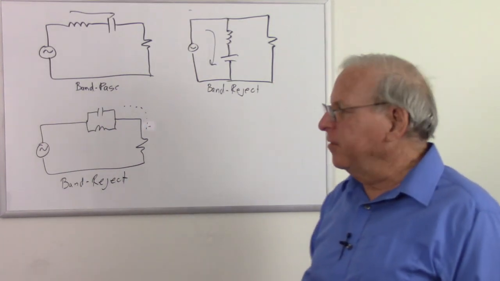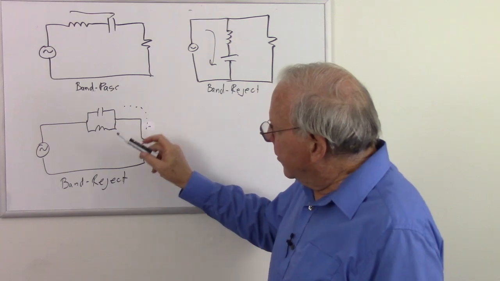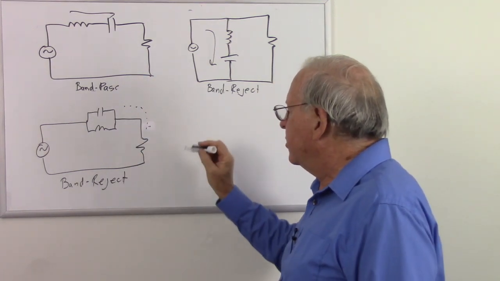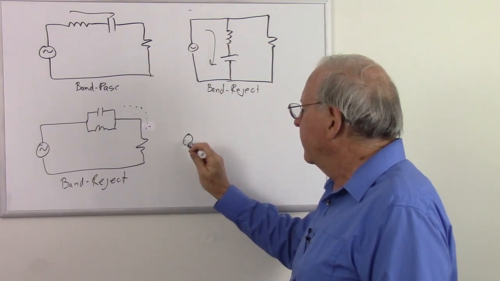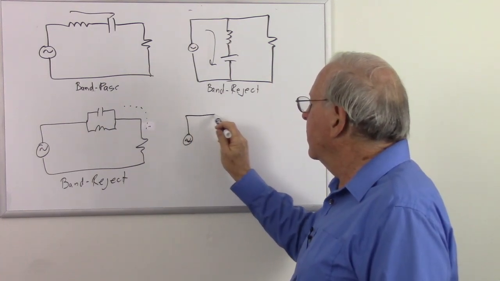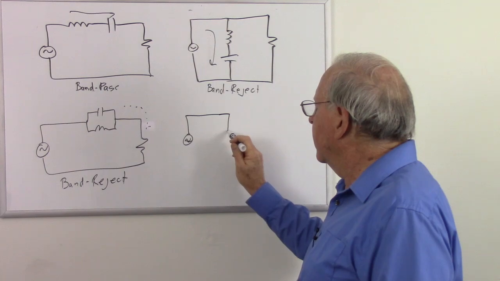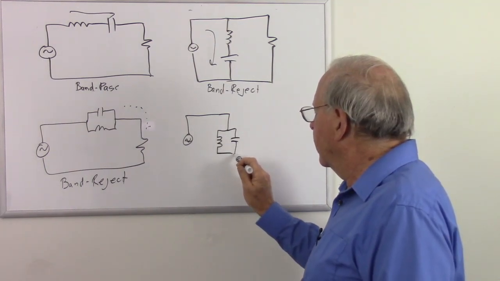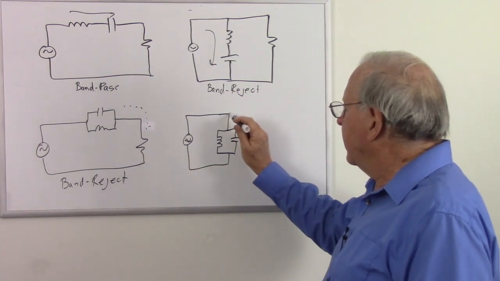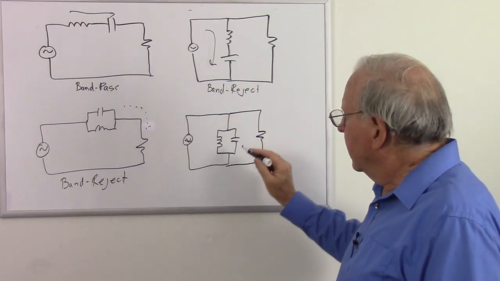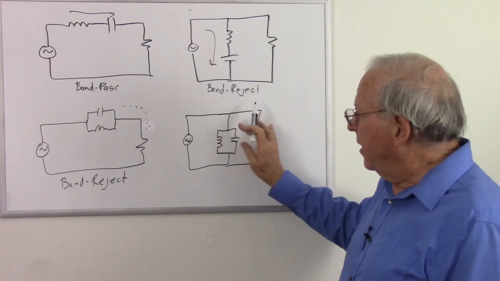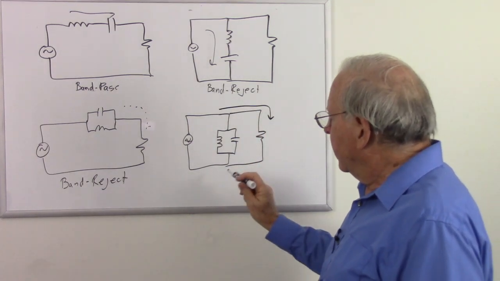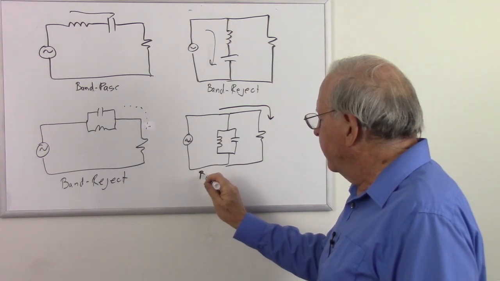I think it's proper to have a hyphen in there. So remember, at the resonant frequency, this is a high impedance, so it's blocked, so it's a band reject. And last but not least, now what's going to happen at the resonant frequency here? The resonant frequency, this acts like a high impedance, so at the resonant frequency, the current goes through there, so that becomes a band pass.